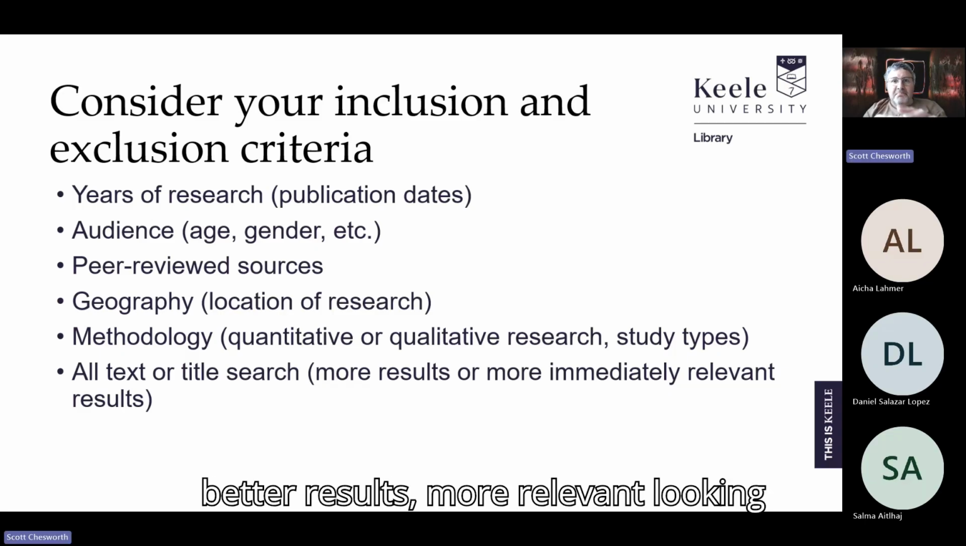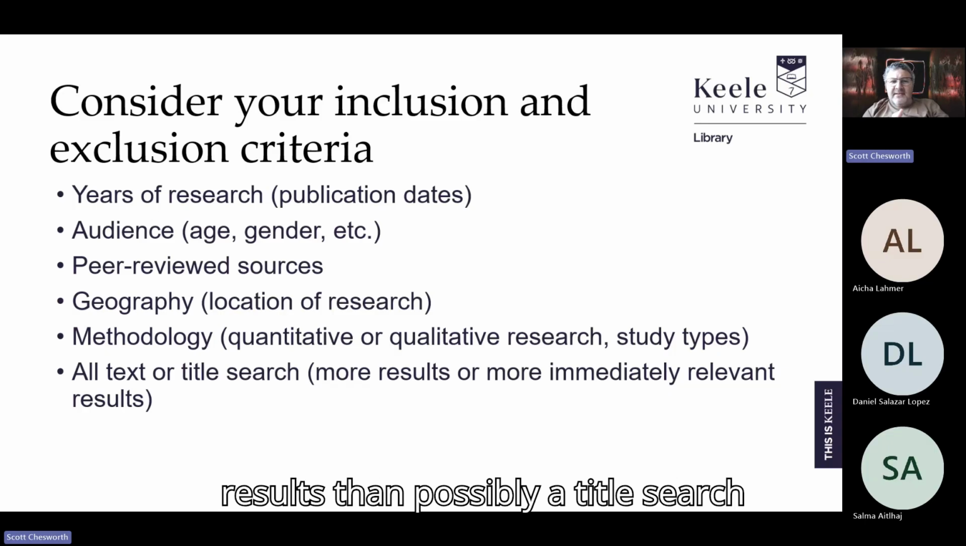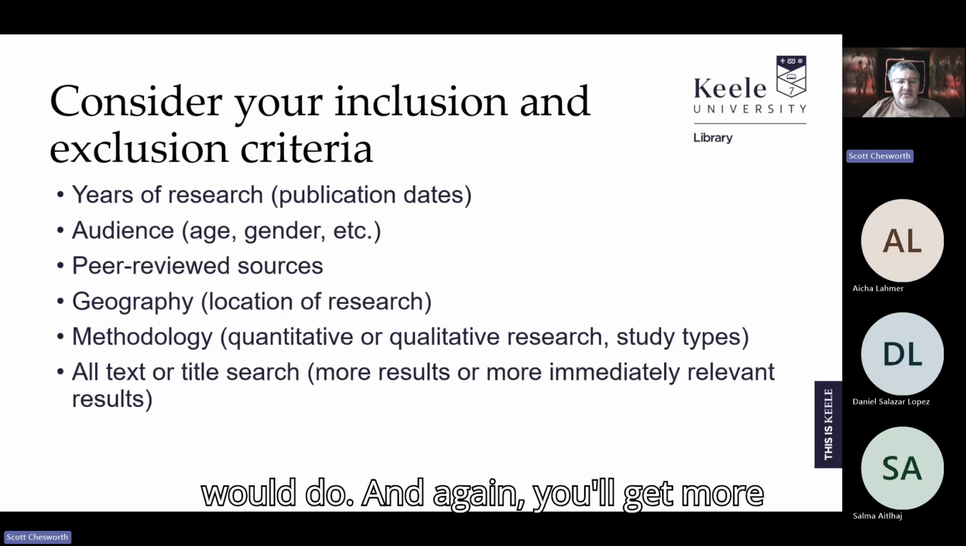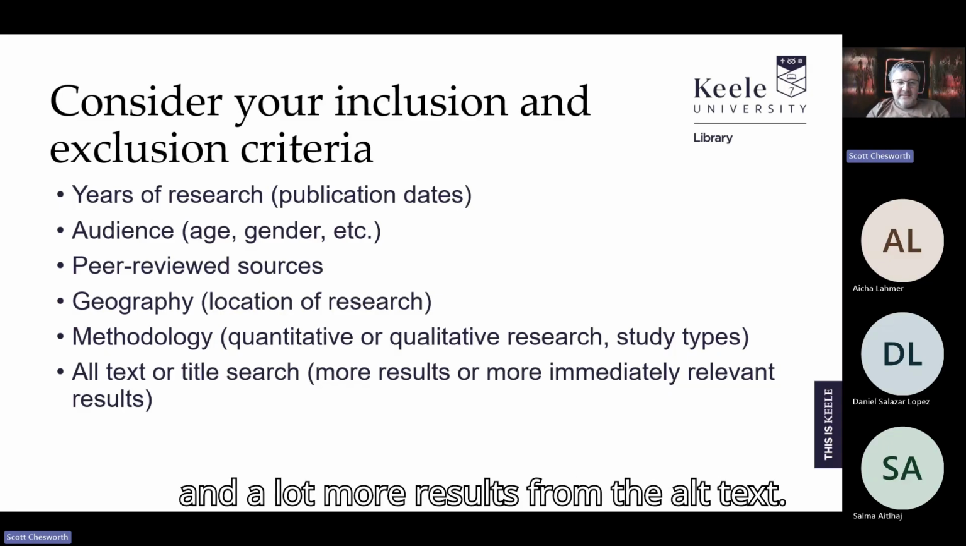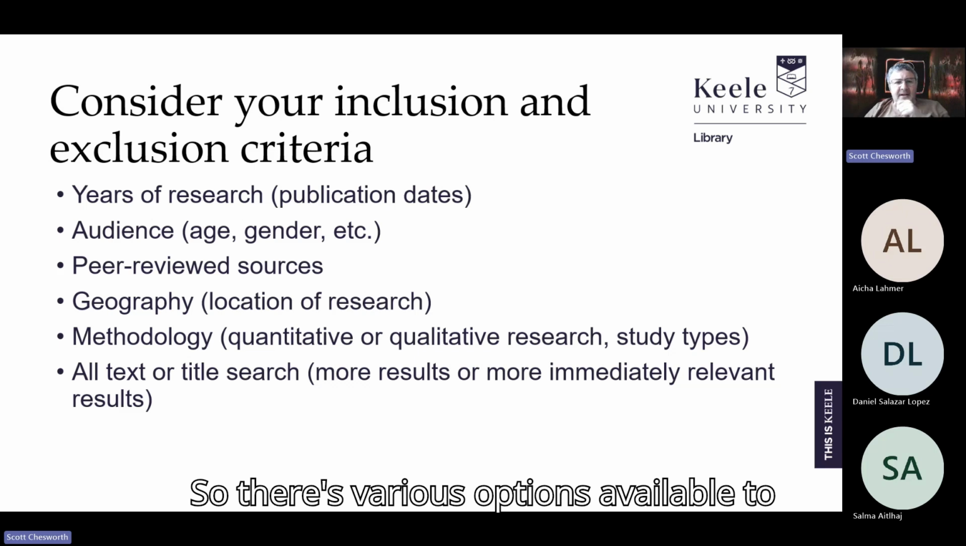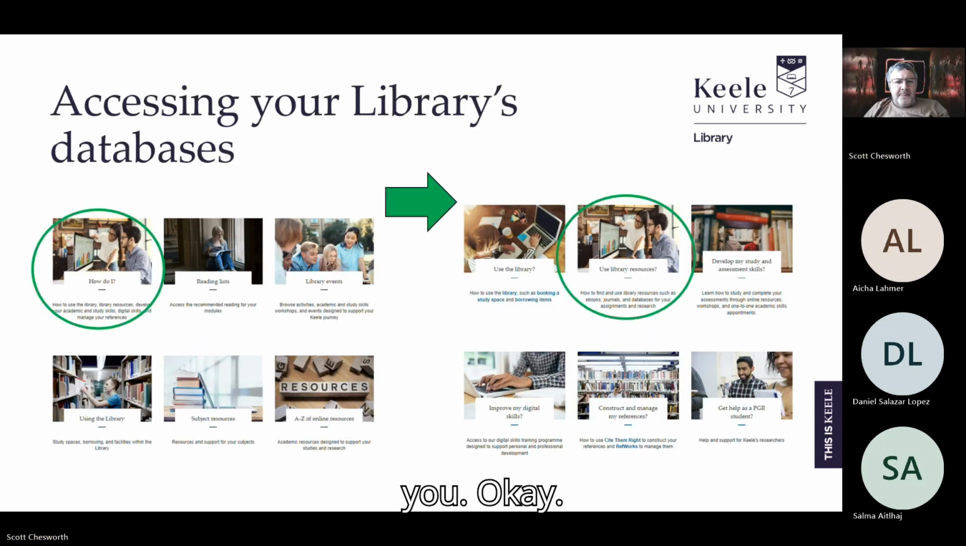So abstract is more likely to give you better results, more relevant looking results than possibly a title search would do. And again, you'll get more results for the abstract than the title, and a lot more results from the all text. So there's various options available to you. Okay.